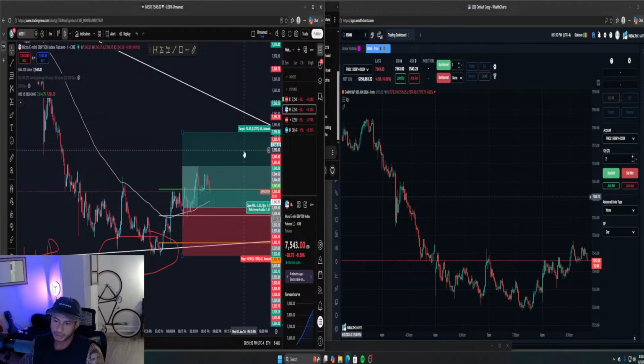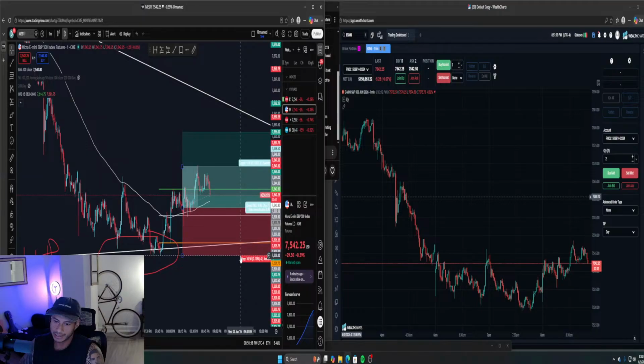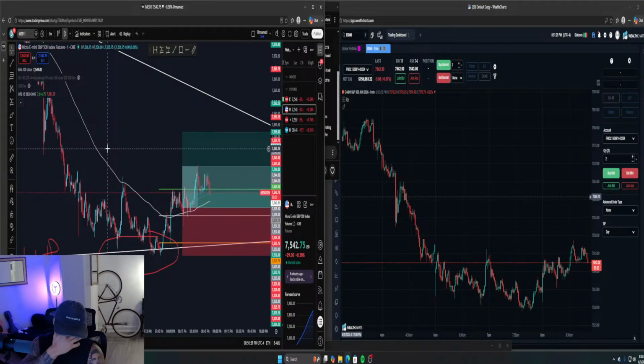Stop loss should be set, guys, to right around 75.28. Take profit should be right around 75.56. That's like a 1.5 risk to reward ratio. And that's just giving it a little room to breathe to the downside just in case.